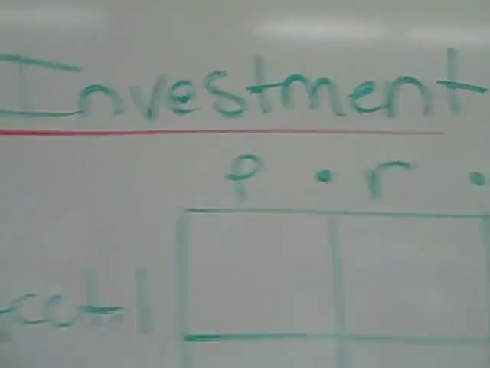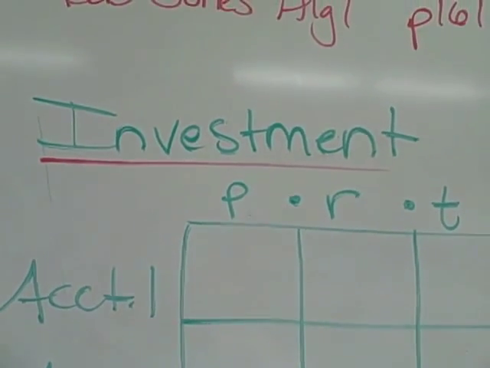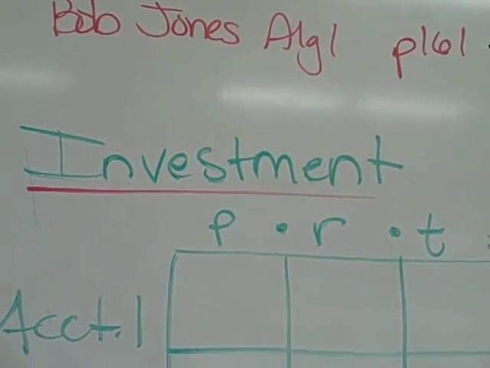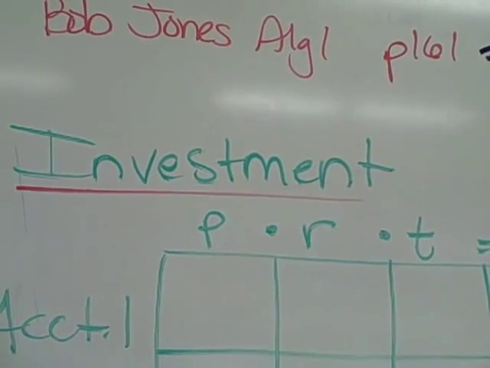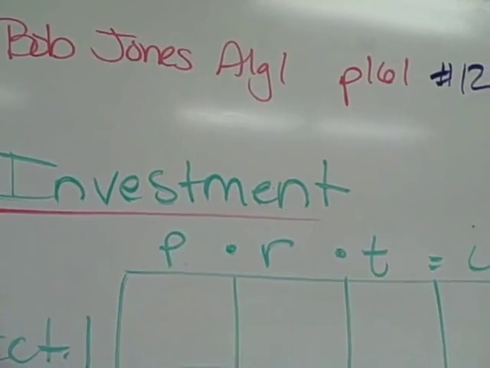All right, the problem reads, Mr. Jones invested $10,000, some in each of two separate accounts. One pays 5% interest and the other 6% interest. If his combined annual interest is $575, how much is in each account?